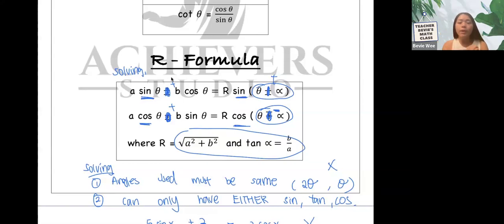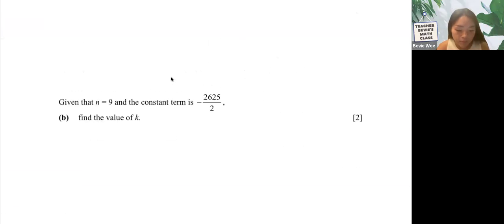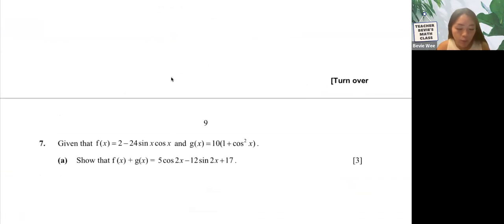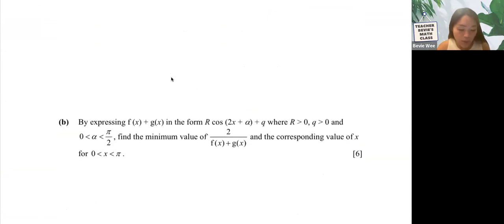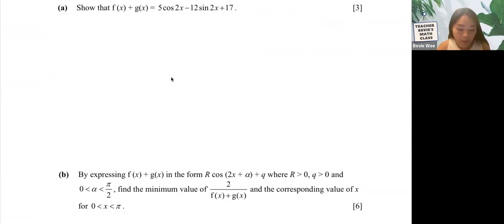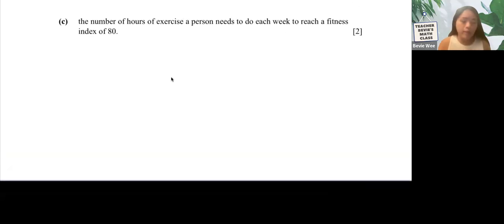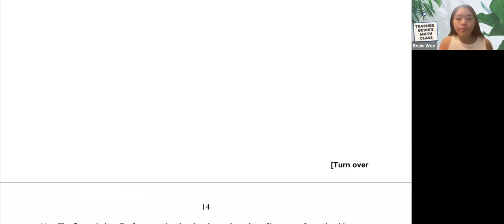Okay, before we come on to the worksheet questions, the R formula, can you all help me take maybe half a minute to memorize this first? Okay, let me prepare the trigo revision. It has binomial in there, but don't bother about it first. We'll just focus on the trigo for today, okay? Later I want to go through question 7 in the trigo worksheet that I sent. The circles question and linear law don't care first. The rest don't care first.